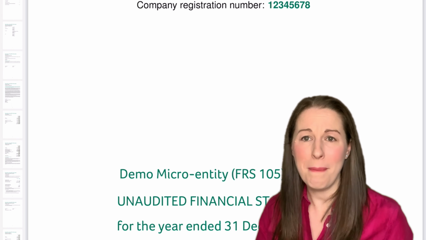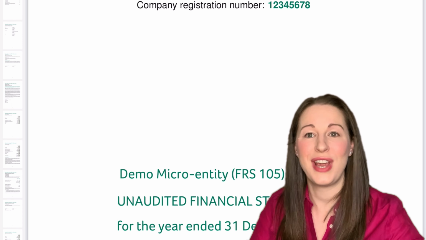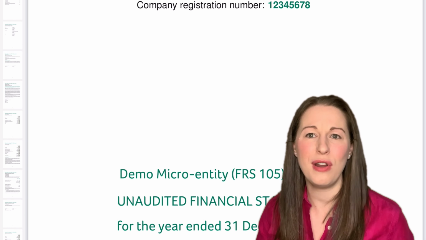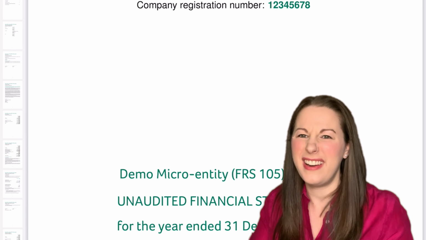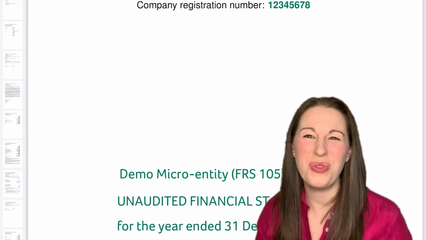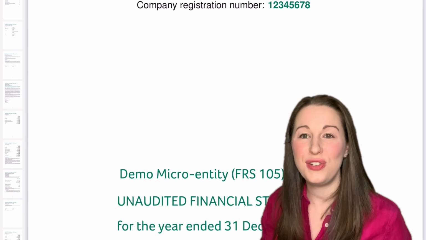However, the one benefit of the micro accounts is they have the most limited disclosure of them all. So you're not really telling the world an awful lot about your business, which kind of gives you a lot of protection on people not knowing more than you would like them to. So the first part is your front page.